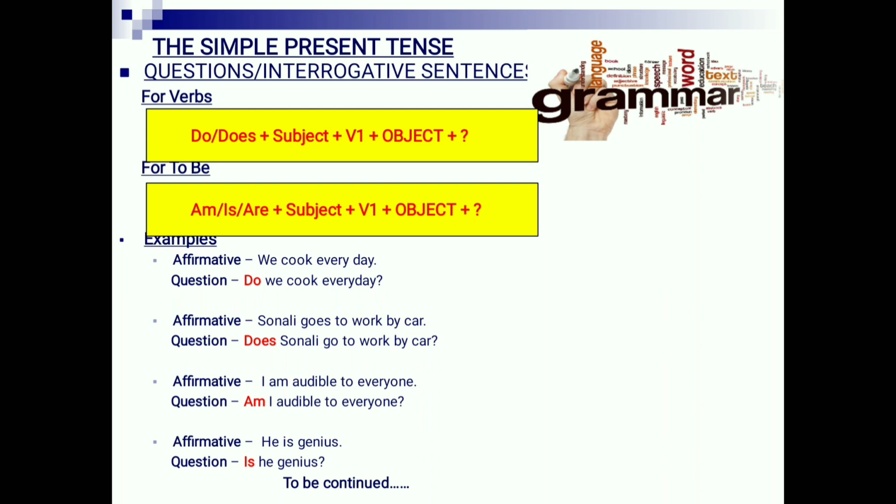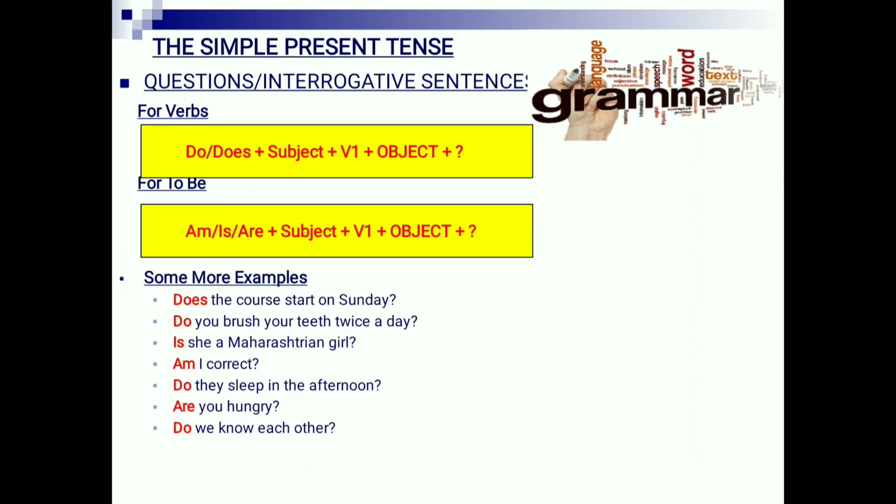Getting? See, apply these formulas: does or do plus subject plus V1 plus object, and when am, is, are verbs are there in the sentence, you just have to bring these verbs first, then subject plus V1 plus object. And yes, please give a question mark at last because this is an interrogative sentence, and in an interrogative sentence the question mark is a must. You should give a question mark at last. We will see some more examples.